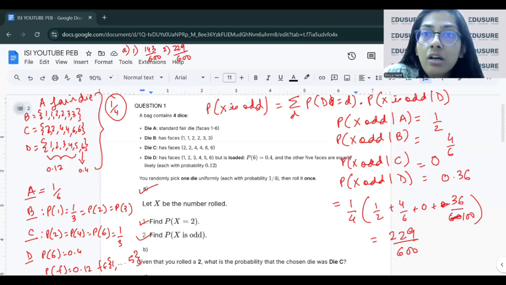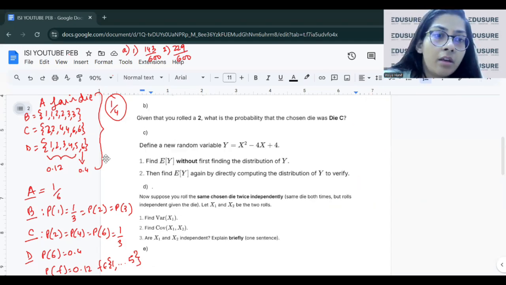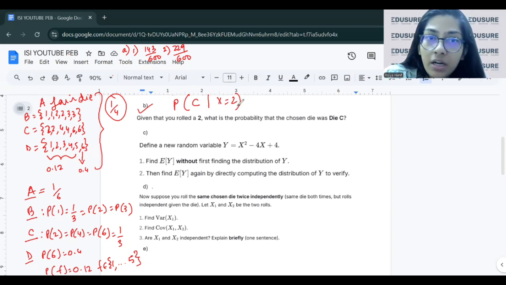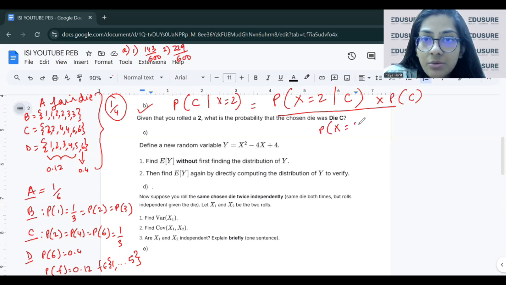दिस इज आंसर टू पार्ट ए का पार्ट 2। अब हम करते हैं पार्ट बी। Given that you rolled a 2, what is the probability that the chosen die was die C? Okay, so probability that it is C, given that x is equal to 2, हमें ये कैलकुलेट करना है, राइट? गिवन पार्ट इज x is equal to 2 एंड हमें कैलकुलेट करना है कि the chosen die was die C. Okay, so ये होगा basically Bayes theorem. So this will be probability of x is equal to 2 given that it comes from C, into probability of C by probability of x is equal to 2.